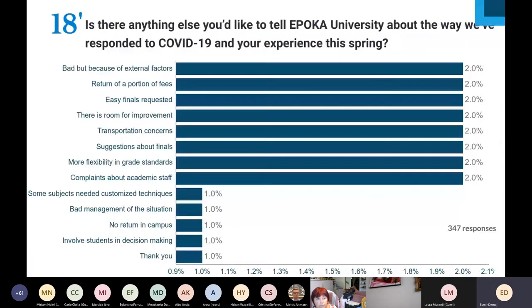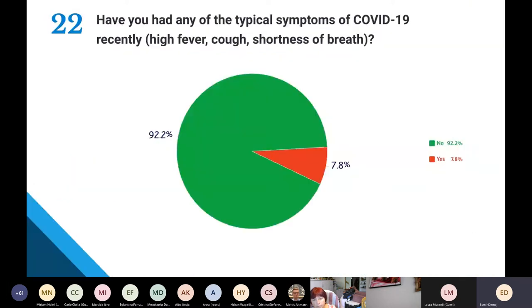So we asked them whether there is anything else that they wanted to tell Epoca University about the way that Epoca has responded to COVID-19 and the experience during the spring semester. And we have almost 350 comments, and we tried to cluster those comments into some keywords. 2% of these comments were like, it was not a good experience, but due to external factors, per se, the COVID situation. About 2% of them would talk about scholarships or tuition fees. Another 2% of them would request finals that would be easier than the on-campus classes. 2% of them would give some suggestions for improvement.